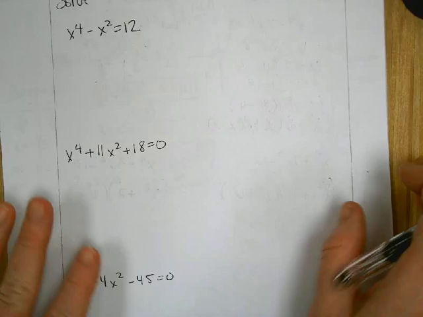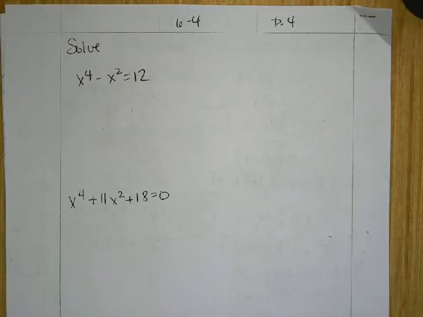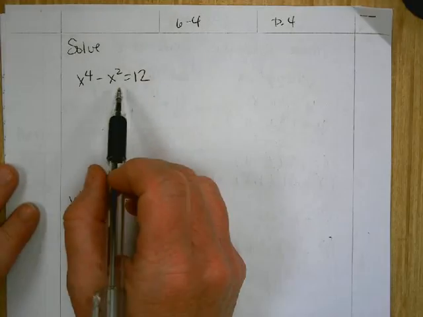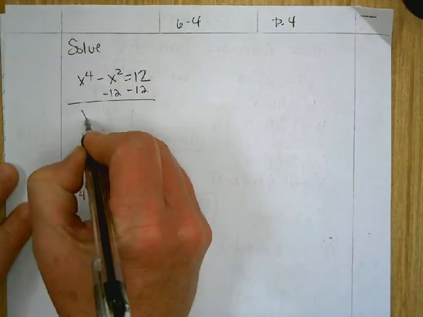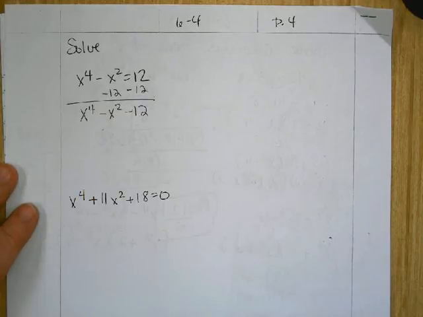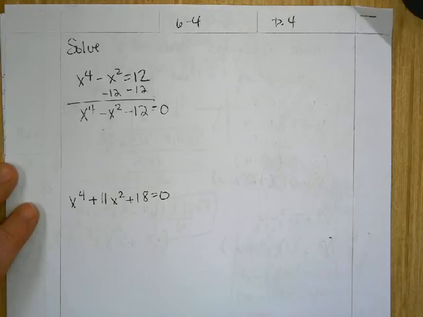Now we have to solve these with degree 4. Now, if it's degree 4, how many zeros are you going to find? 4 of them. Okay? Well, before we factor this, we need everything moved to one side. So the first thing I want you to do is subtract 12 from each side. X to the 4th minus x squared minus 12 equals 0. Are we paying attention?